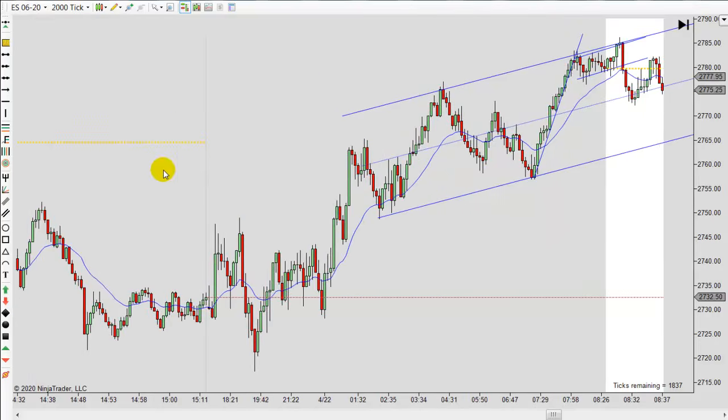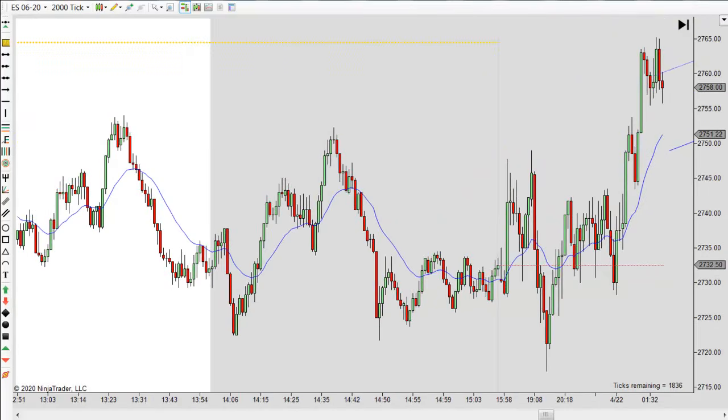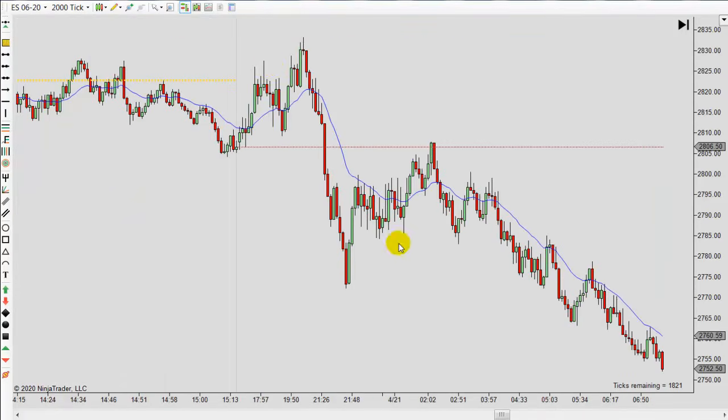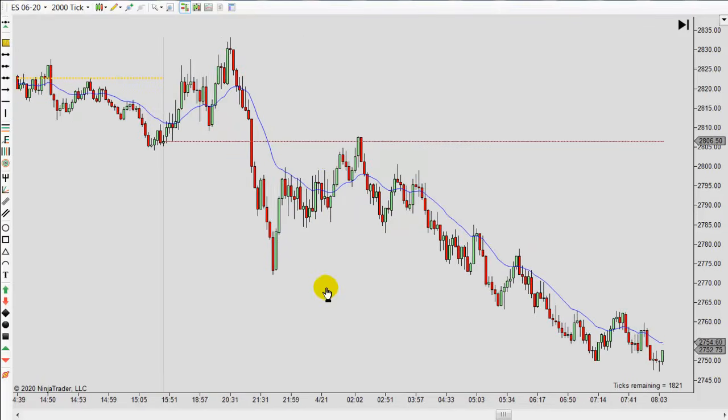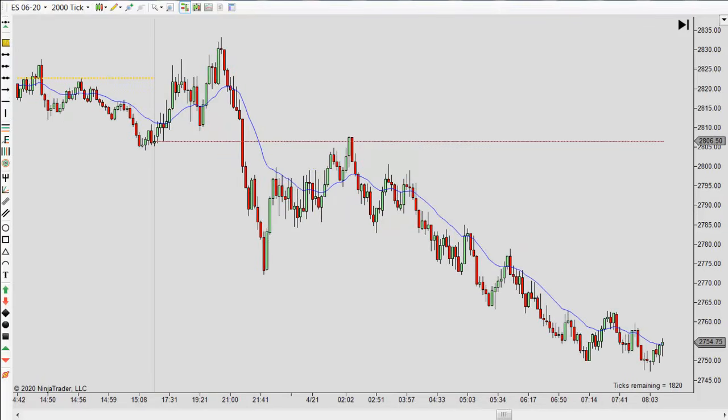Let's see if I can find one more. Maybe I'll pause it. All right, here's one to the downside. Look how prices spike down real hard, and then they make a little correction and they start the trend down. So this is a spike and channel. You can see that channel.